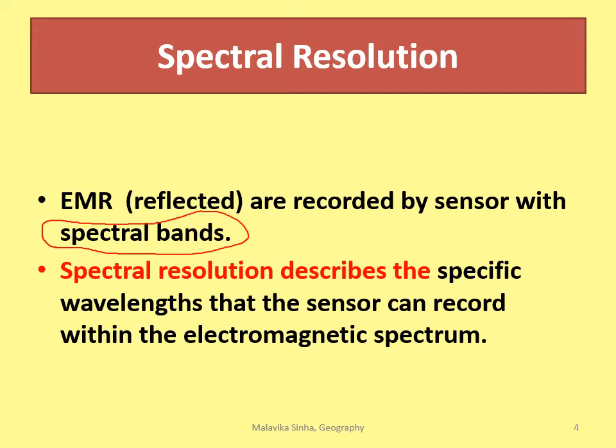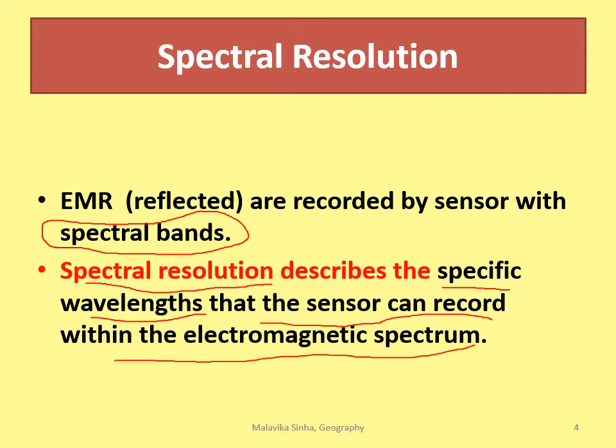Spectral resolution is the quality of a sensor, quality of an artificial satellite, quality of an imagery that is recorded by the several bands of a sensor within a specific wavelength. So spectral resolution is nothing but the quality recorded by the spectral bands of the sensor, with the specific wavelength that the sensor can record within the electromagnetic spectrum.